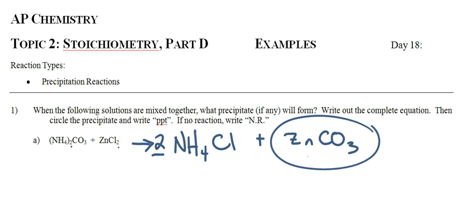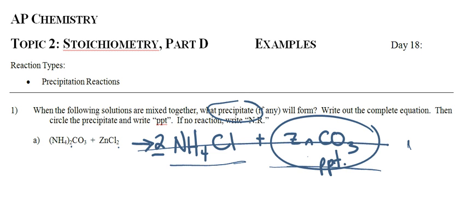You're going to circle the precipitate and write PPT. What that means is precipitate. Okay, that's a nice little abbreviation for precipitate. This tells everybody that we have a reaction. If the ammonium chloride would have been clear and the zinc carbonate would have been clear, or they both would have been soluble, then you would strike a line through it and write NR. Okay? However, that's not the case.